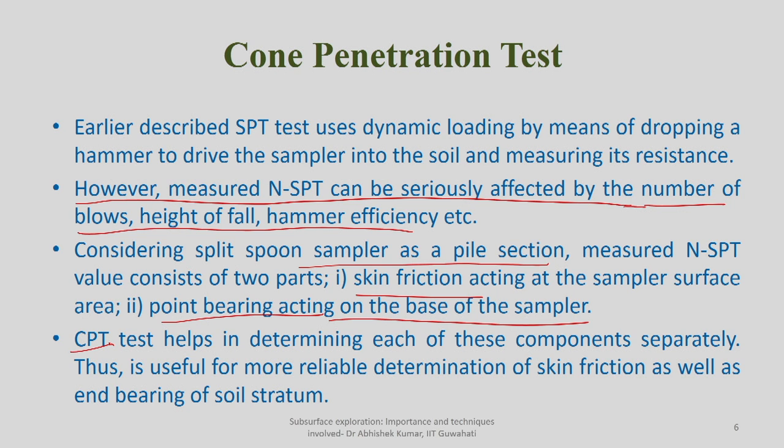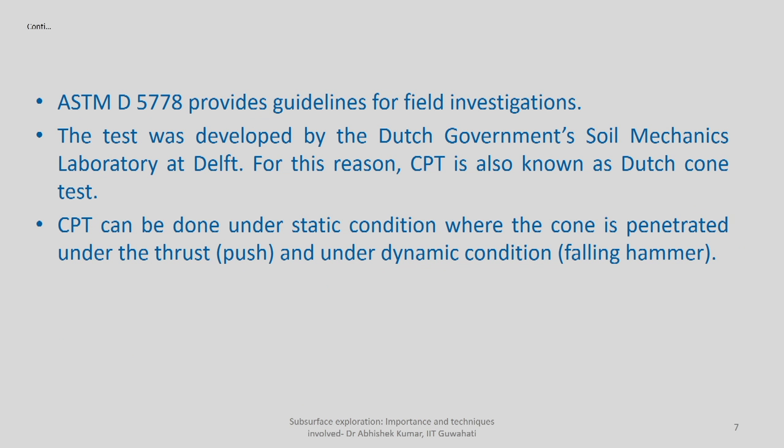So, the CPT test, that is the cone penetration test, helps in determining each of these parameters, that is skin friction as well as end bearing, separately. This will provide very useful information, because you are getting both the parameters separately. One is skin friction, which you get from field observation, and the other one is cone resistance or cone tip resistance, which you get from the test. You are making two types of measurements at the site, one at the base and another at the periphery of the test setup.